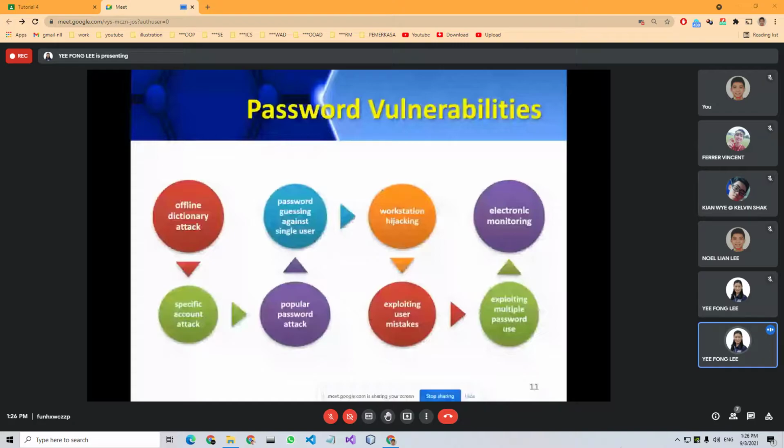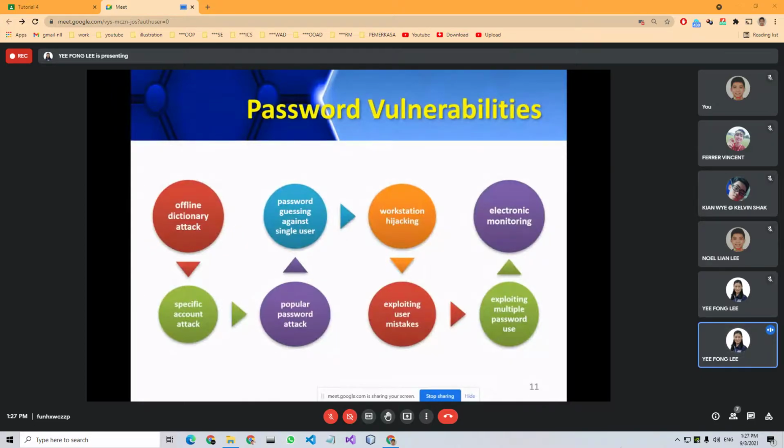Next one, we look at exploiting multiple password use. Attackers nowadays are getting more and more expert. Of course, right? As time goes by, new hardware and software help them, so they are getting more effective in cracking passwords.